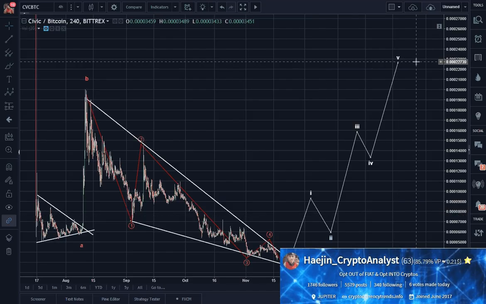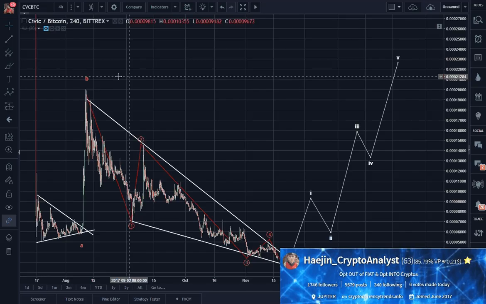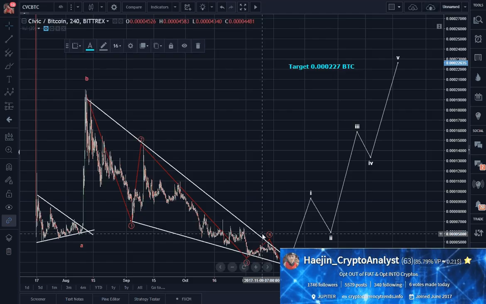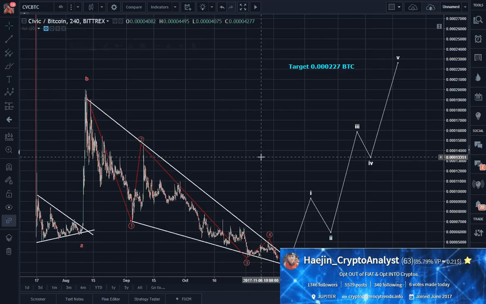So the target here will be 0.000227. And that will be in Bitcoins. I should do it in Satoshis, but it's all right. All right, this looks bullish. Buy, buy, buy. Ladder, ladder, ladder.